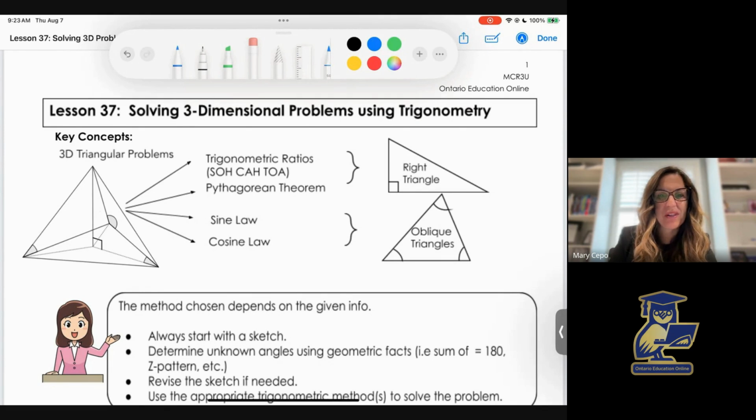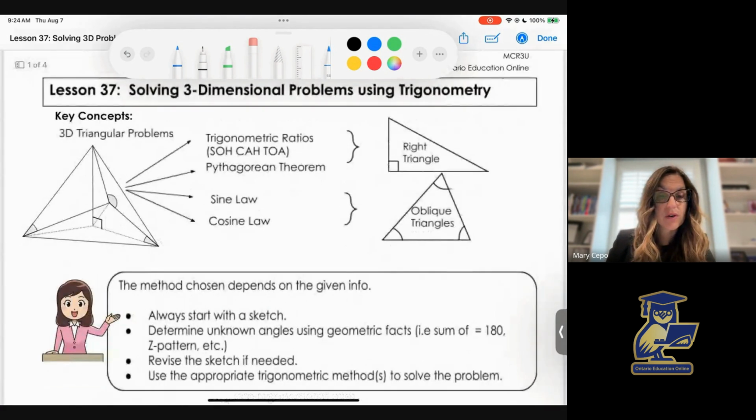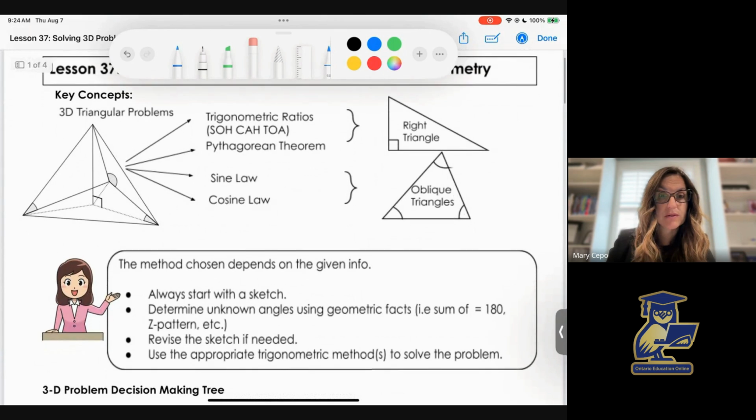In this lesson, we will explore and apply trigonometric concepts to solve problems involving three-dimensional figures. Now, in order to do that, we want to recall all that we've learned in this unit. So with that, if you have a three-dimensional problem, a 3D triangular problem, we want to consider all of the different ways we can solve triangles.